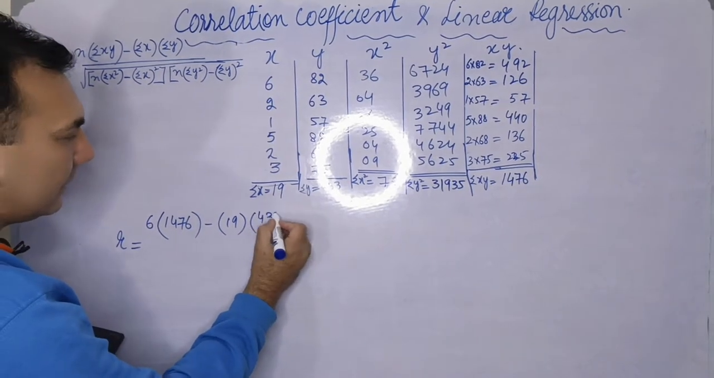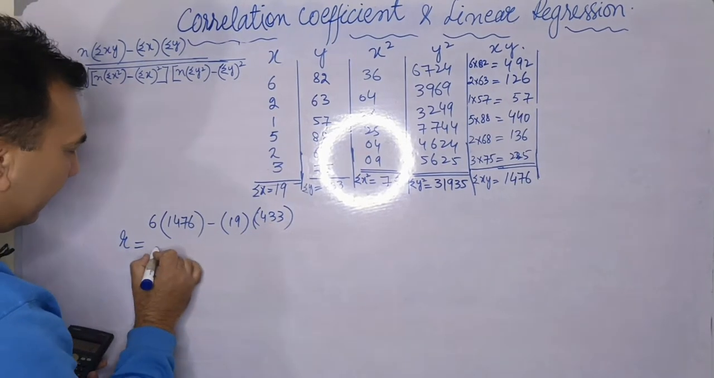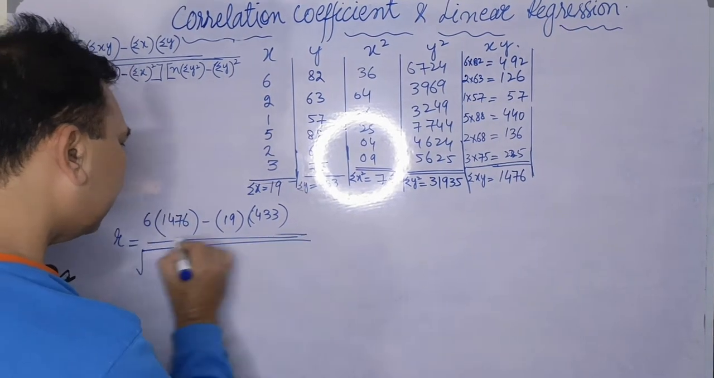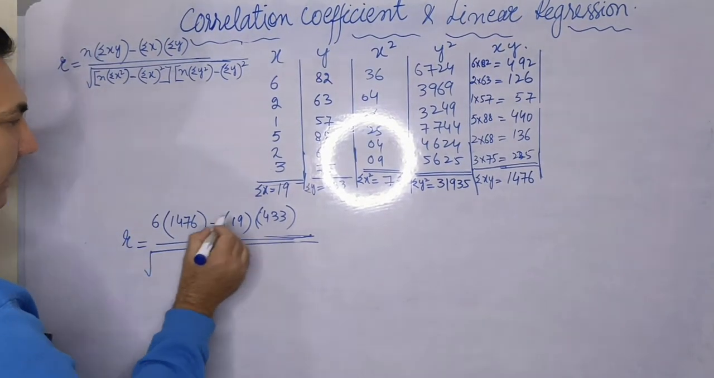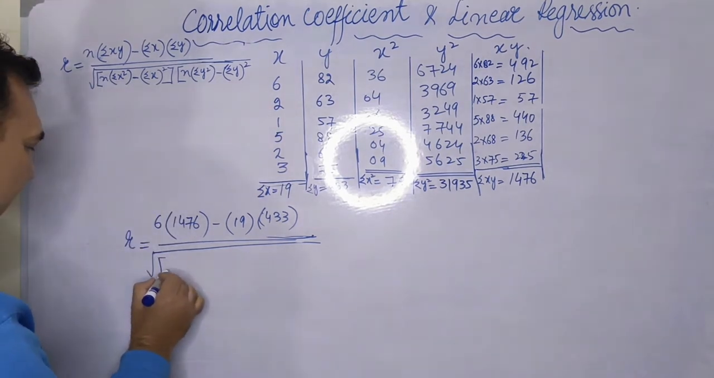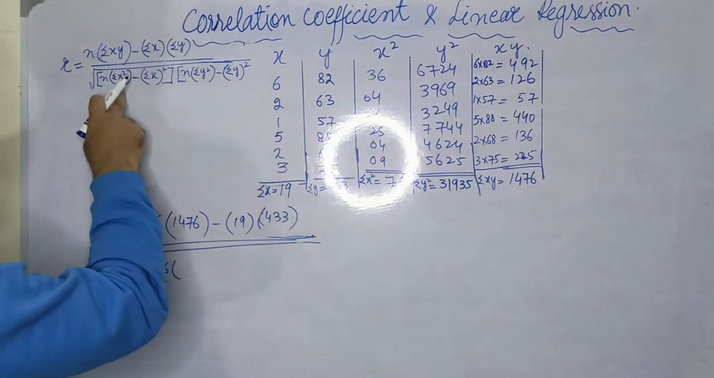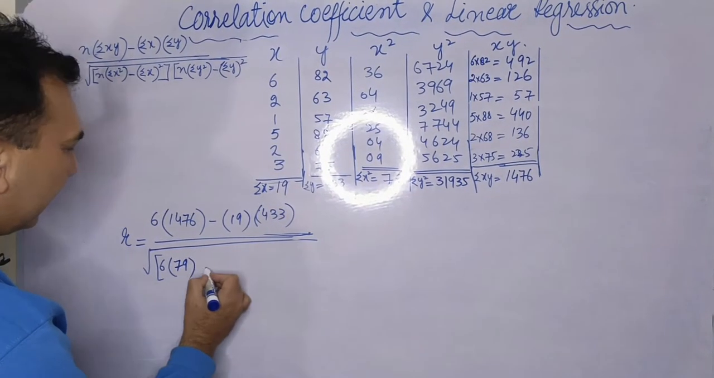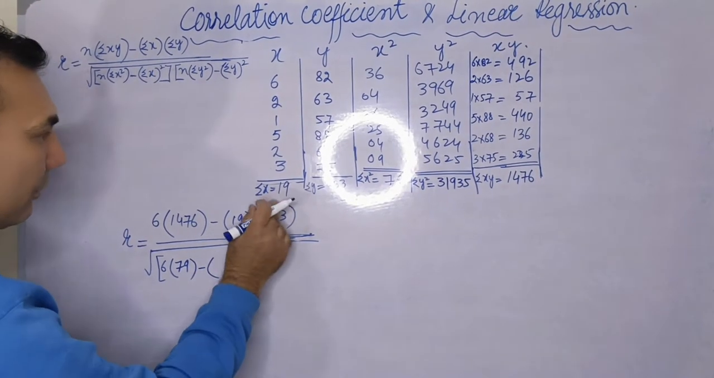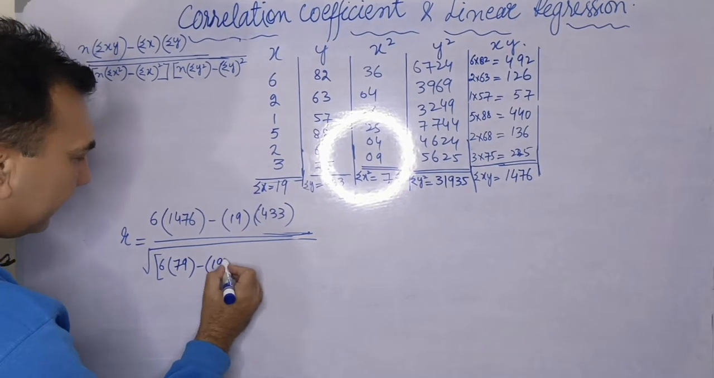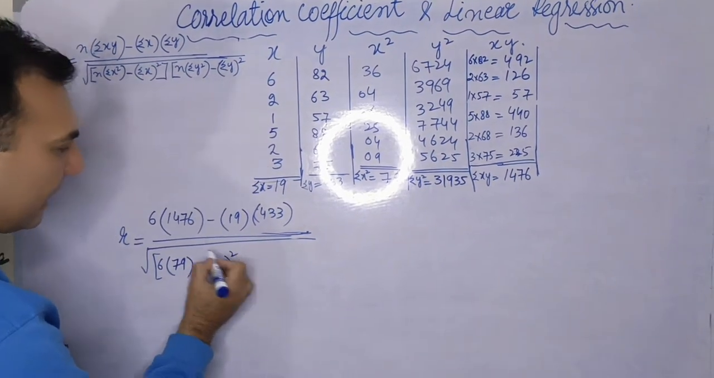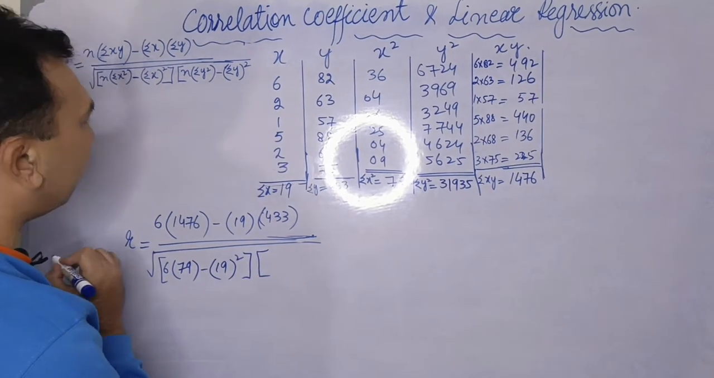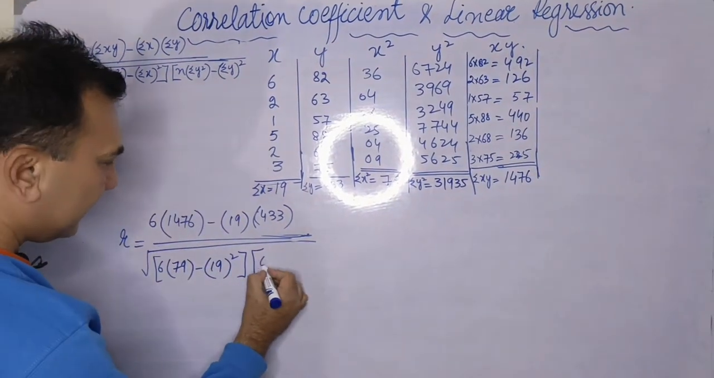Then we will write down the square root. What is inside the square root? n is again 6. What is the sum of the x square? Sum of the x square is 79. Minus the sum of x, which is 19, and we square the sum of x, then again multiply n, which is 6 again.